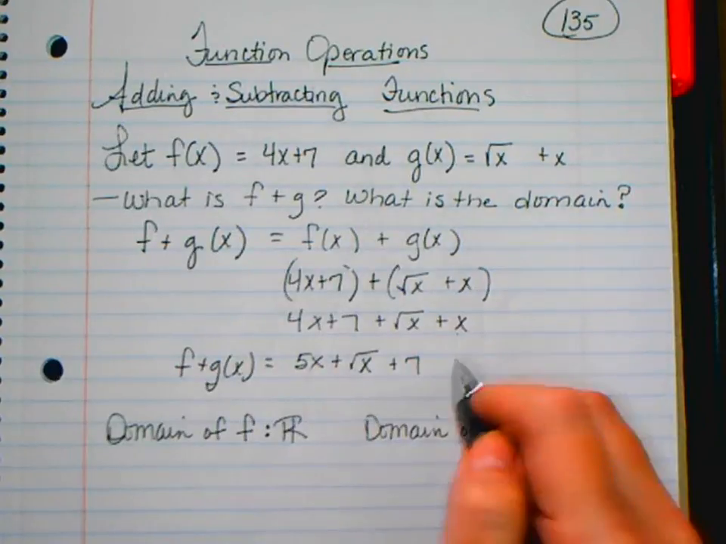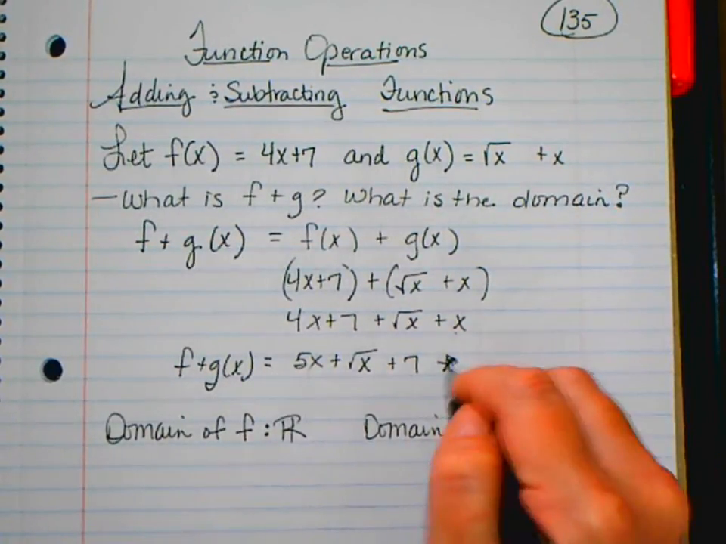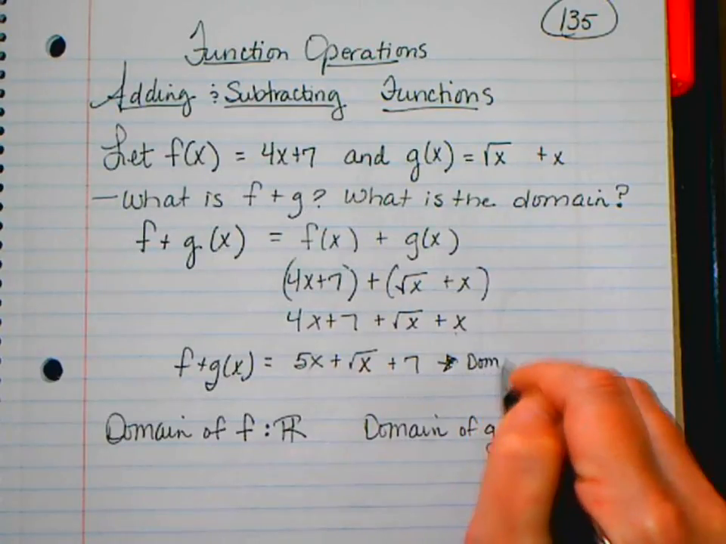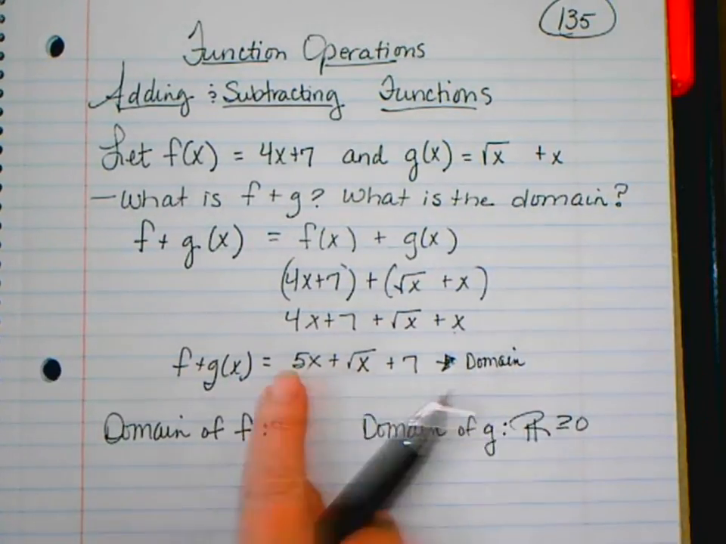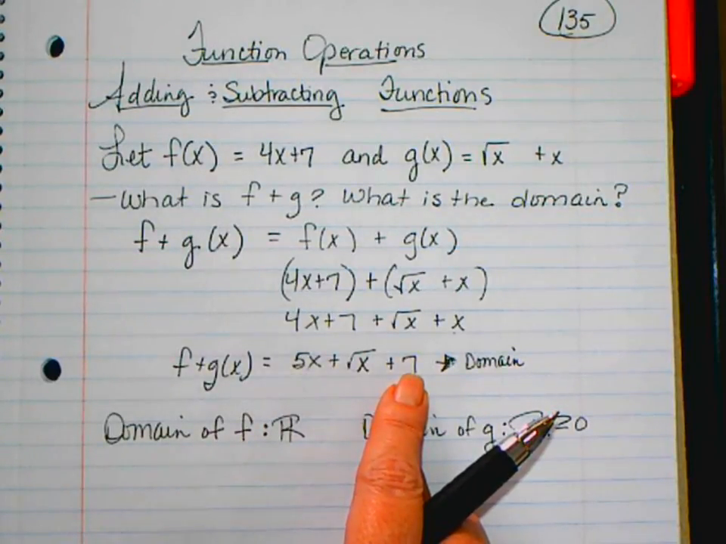But when we're talking about the domain of f plus g of x, when we added those two together, is its domain going to be all real numbers? Or all real numbers greater than or equal to 0, or something different?